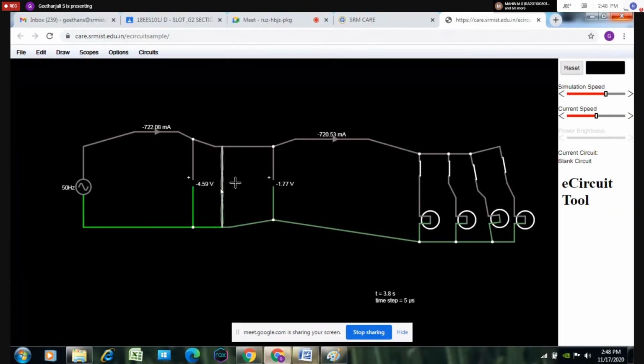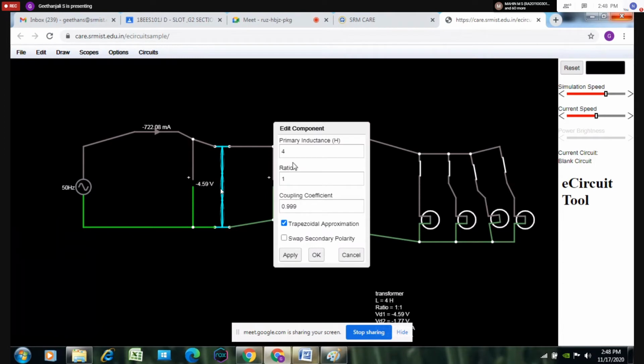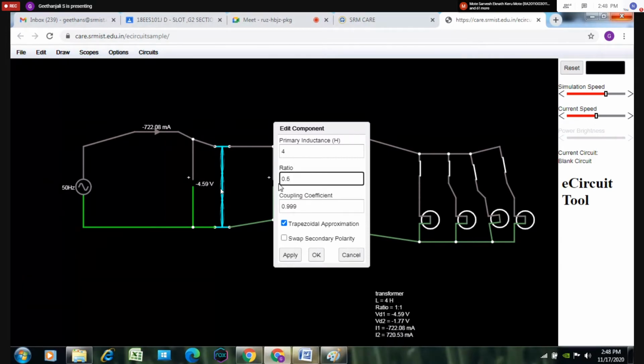So this is the transformer, right? So what ratio do we need now? Here you have to mention 0.5. This you have to apply for the transformer. Secondary voltage divided by primary voltage, that is called the ratio. That data you need to give for the transformer.